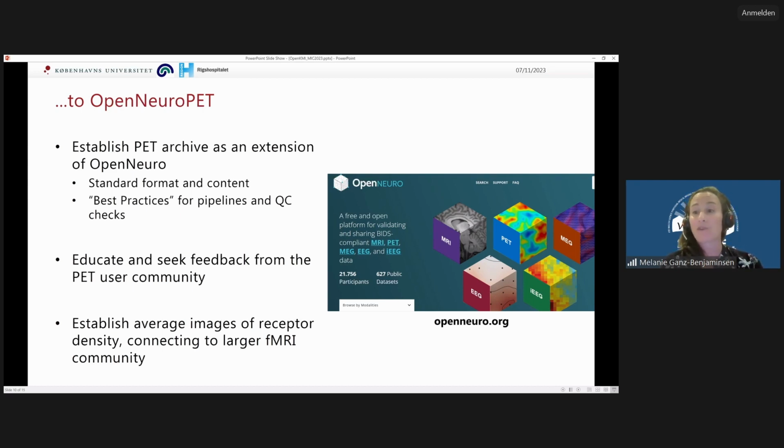And we want to actually follow the best practices that were defined in the guidelines paper. And we really want to educate the community about these standards, but also get feedback, because basically BIDS has always been a community project, and also in OpenNeuro PET, we are really looking for input.